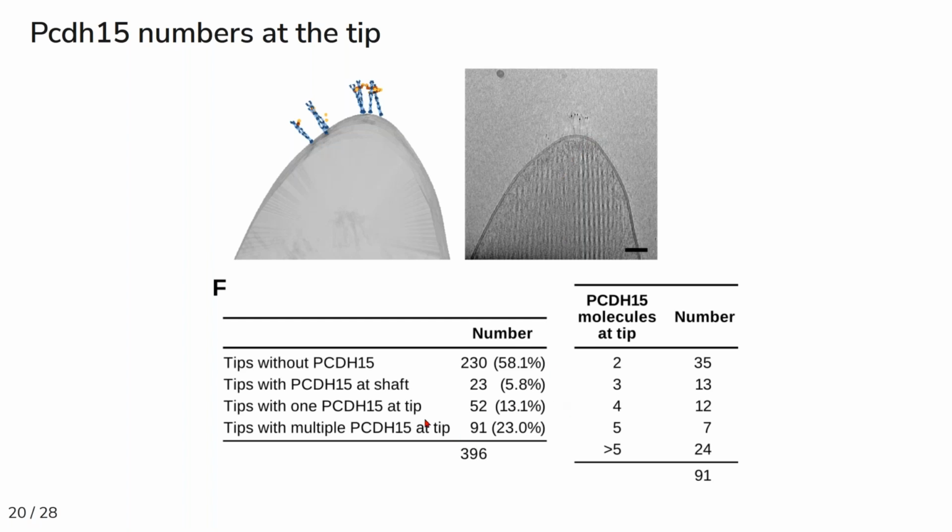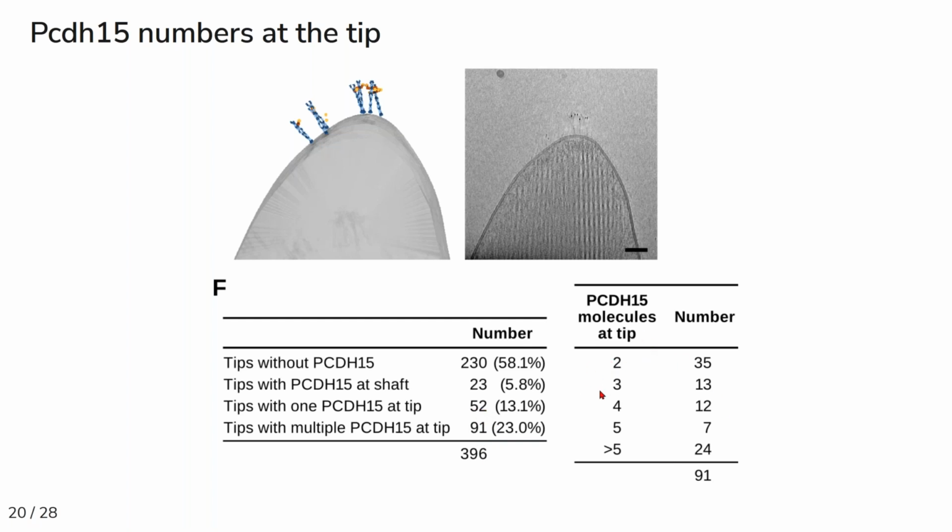And of the remaining tips, a small fraction had only a protocadherin-15 at the shaft next to the tip, but not at the tip itself. That could be just diffusion between the time that we place the stereocilium on the grid and we freeze it. But of the ones where we saw a tip, about two thirds had multiple protocadherin-15 on the tip, and about one third had only one protocadherin-15 on the tip.